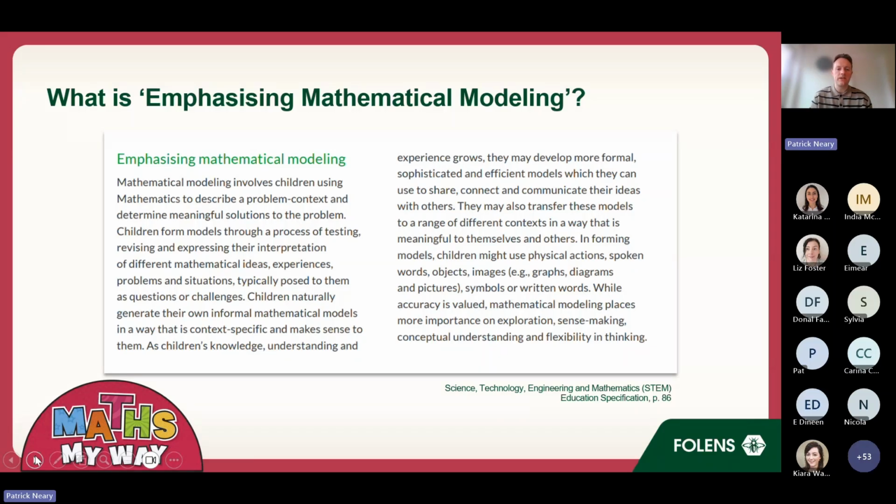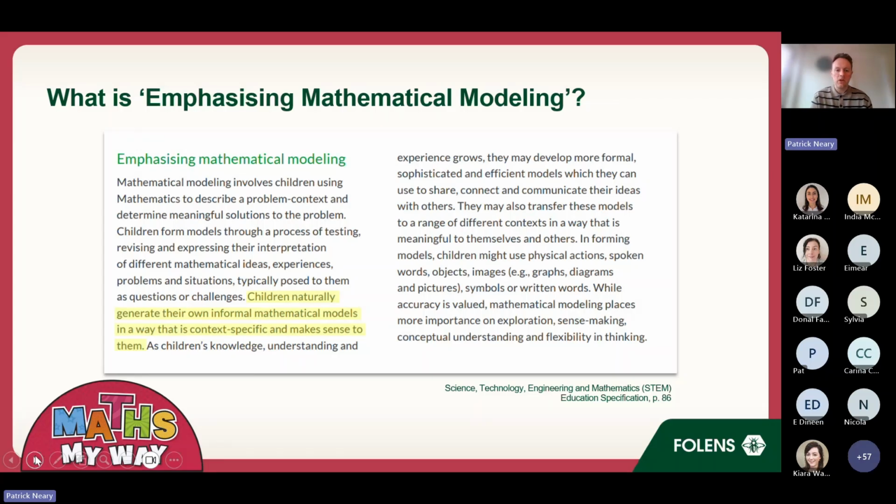There are just a couple of sentences in particular I want to focus on. The first one here is that children naturally generate their own informal mathematical models in a way that is context specific and makes sense to them. And here the real buzzword, the real thing that's important, is that it's informal and that it makes sense to them.